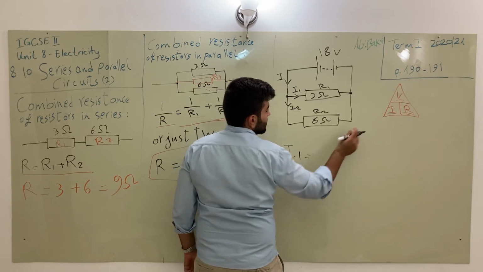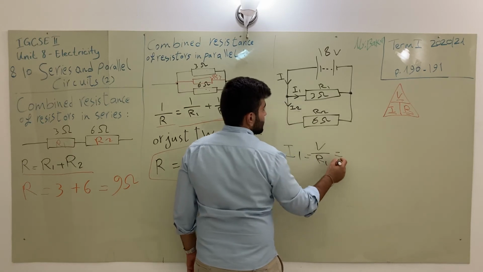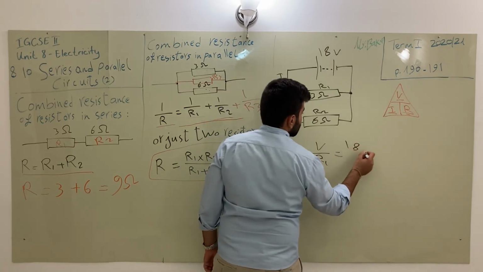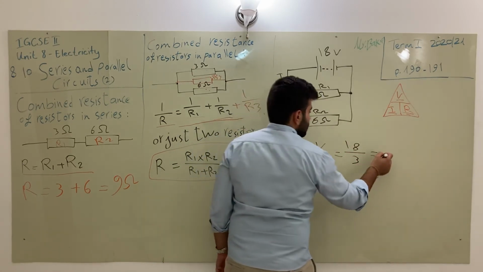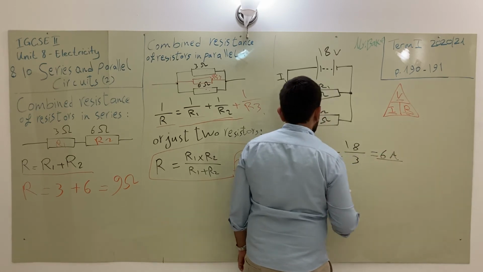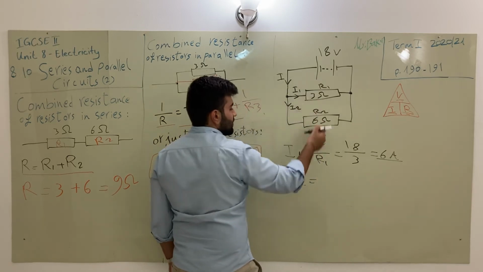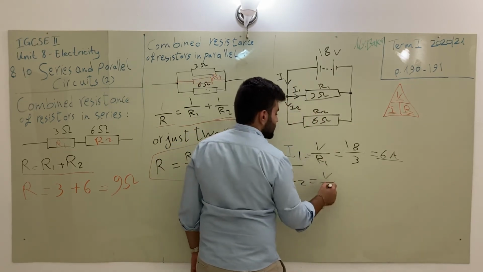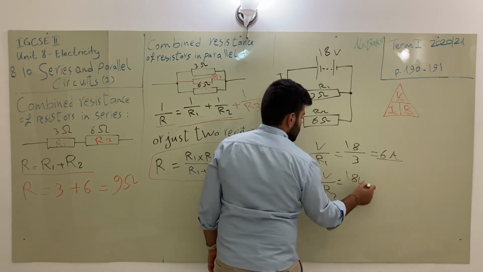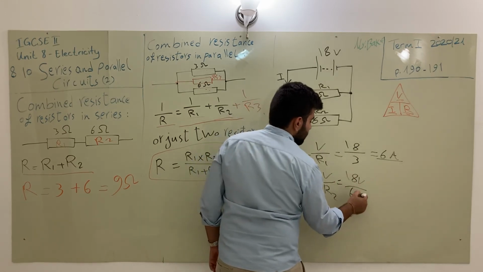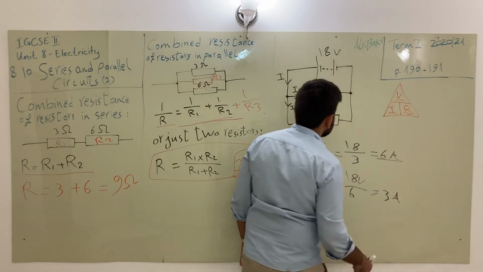So I1 is what? I need the I, it's V over R. V over R1. That's equal to 18 volt over 3 ohm. That gives us 6 ampere. This is I1. Now I2, the same. Volt, the same. It's 18 volt over R2, 18 volt over 6 ohm. That gives us 3 ampere.